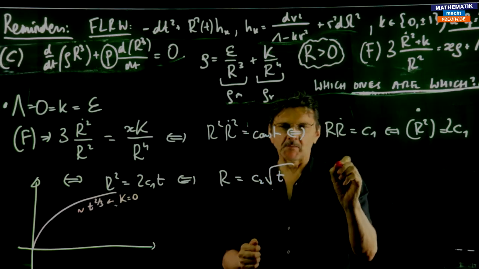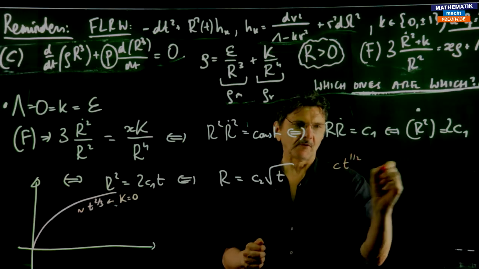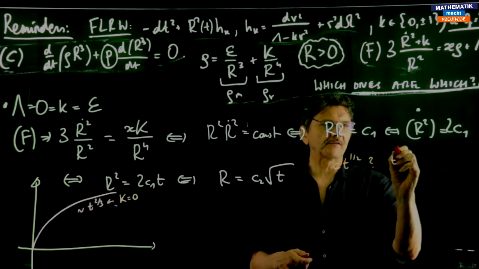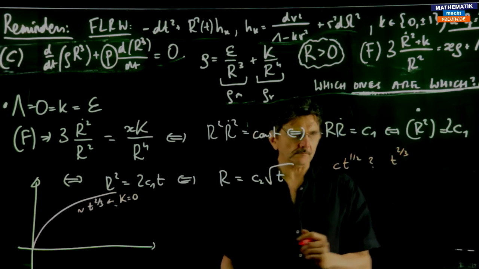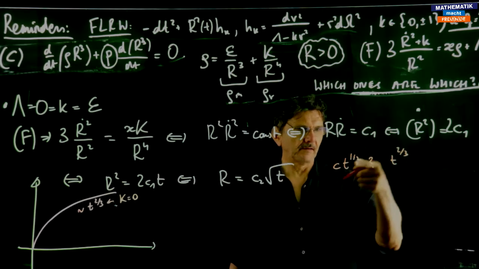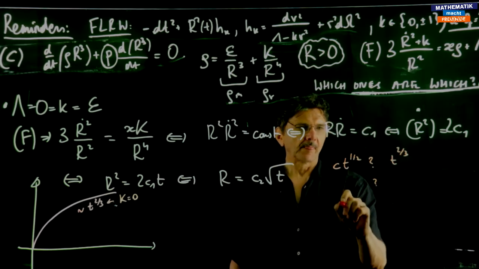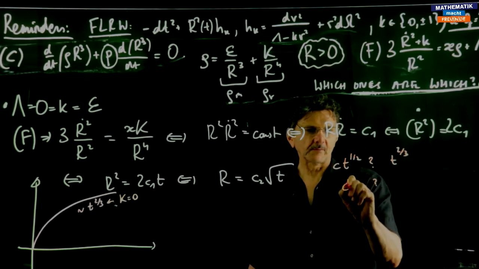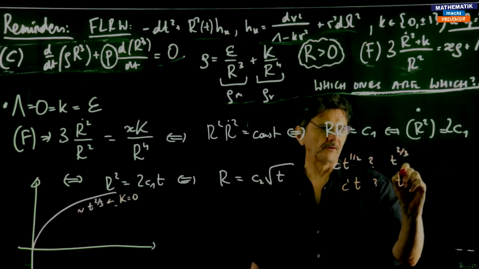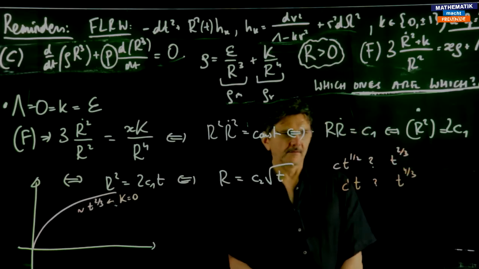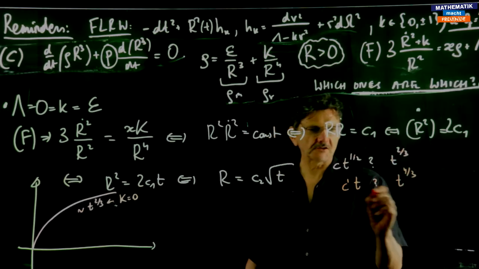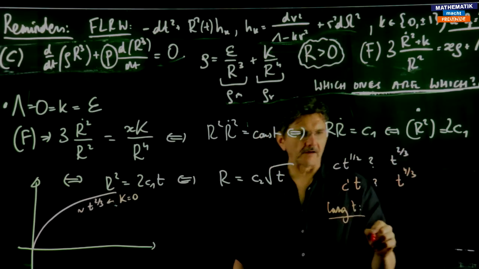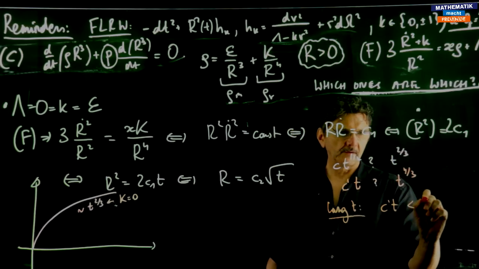So we want to compare a constant times the square root of t to another constant times t^(2/3), but I can just absorb this constant. If I take a square, which preserves the inequality, this will be the same as comparing another constant C prime times t to t^(4/3). So for large t, which one is larger? t^(4/3) is larger, right? So C prime times t is smaller than t^(4/3).